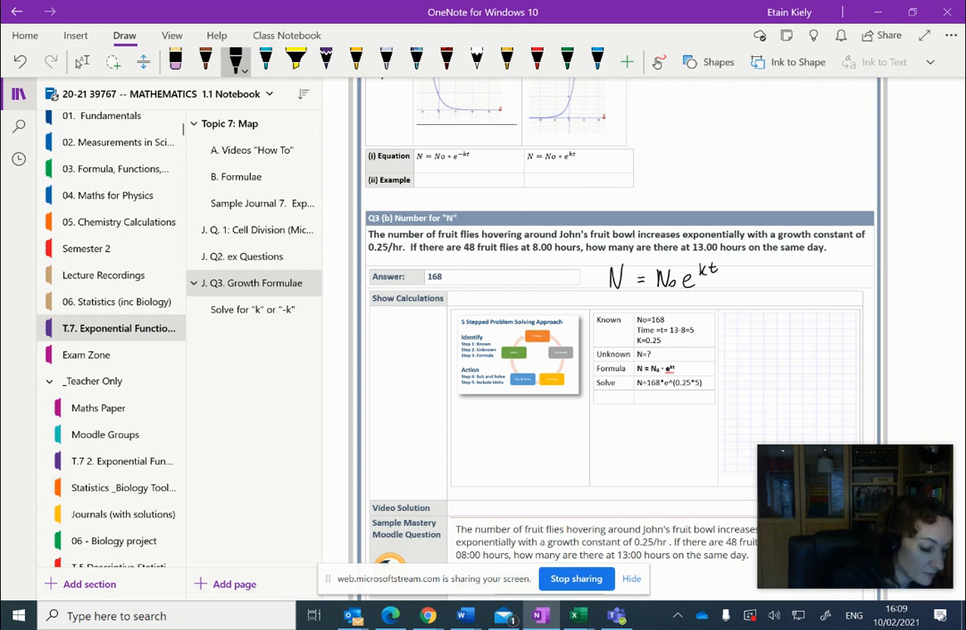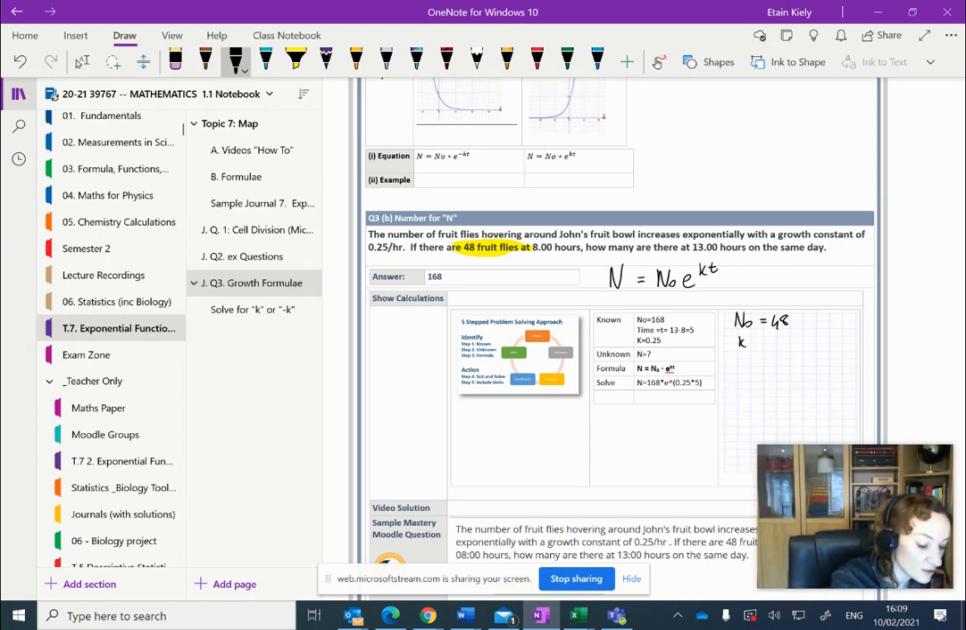And we see by reading through the question, well, what is n0? And we can just highlight that here. If there were 48 fruit flies to start with. So that's how many we had first of all, 48. The next thing is e is the constant, and then k, let's see, what is the growth factor? So with a constant growth of 0.25 per hour, so this is this piece of information here. So it's equal to 0.25 per hour.